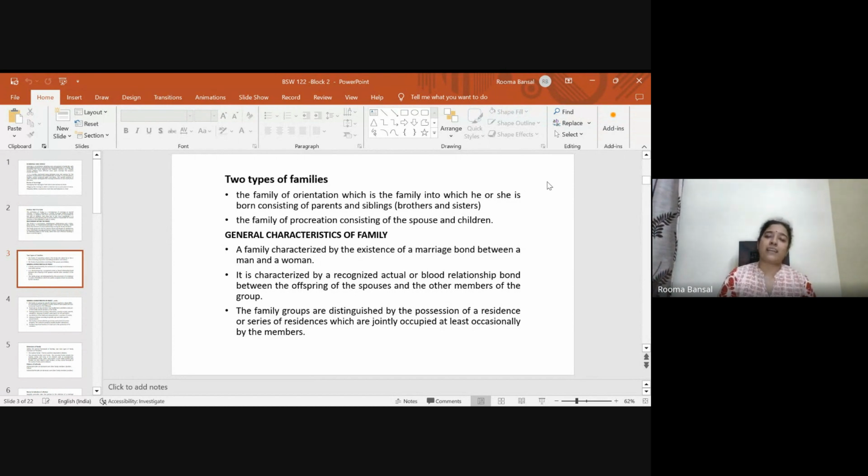Now, the next point is general characteristics of the family. A family is characterized by the existence of a marriage bond between a man and a woman. Already we have discussed it. It is characterized by a recognized actual or blood relationship bond between the offspring of the spouses and the other members of the group, which at this point is the old family and a new family. The family groups are distinguished by the possession of a residence or series of residences which are jointly occupied, at least occasionally, by the members. Here, they are talking about a property where they are staying or residing, with the first family or extended family.